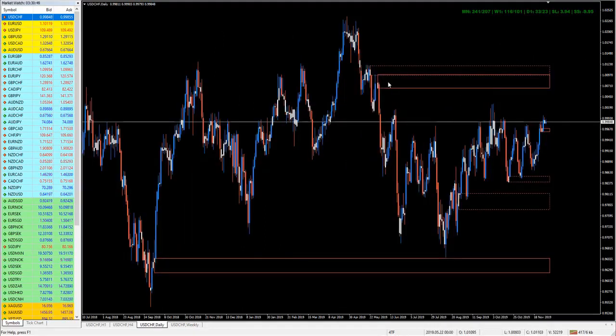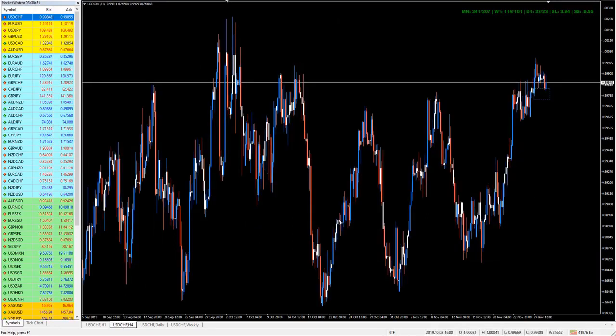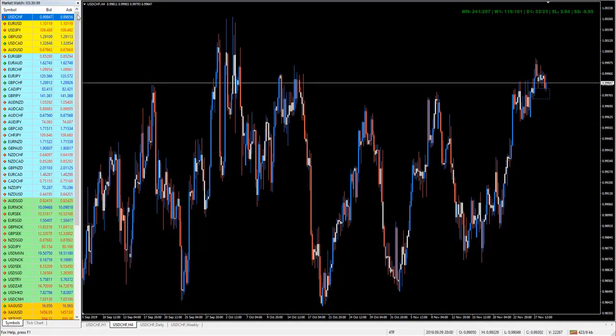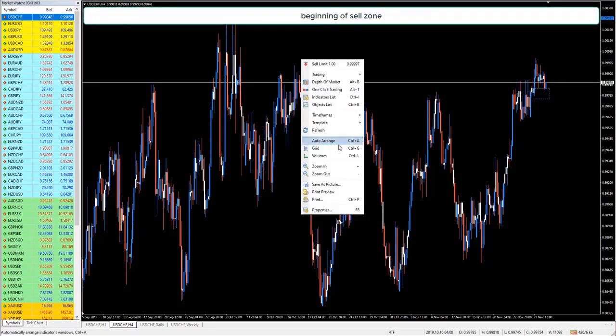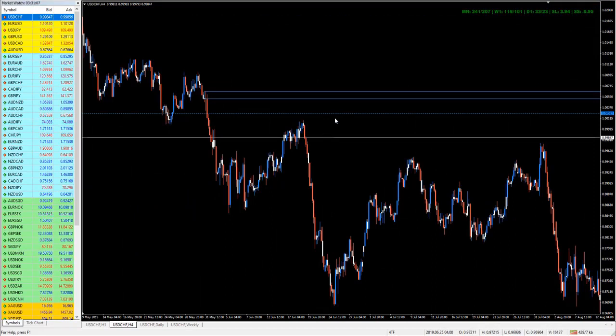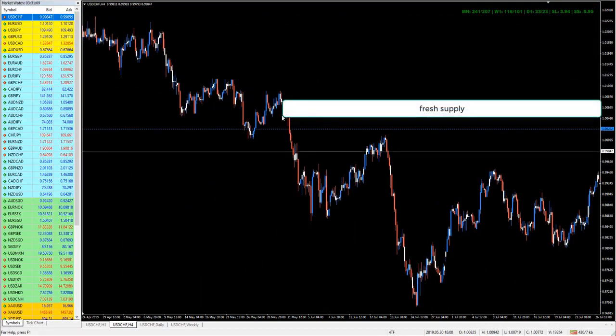On the daily we can see an area of supply at that area. So if we go to the 4-hour chart and have a look, let's have a look here for more clarity. If we scroll back, we'll mark off the high here because this is the beginning of the sell zone, and you can see very clearly where that is. You can see we have it right here.